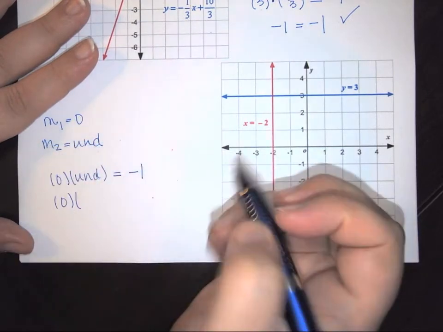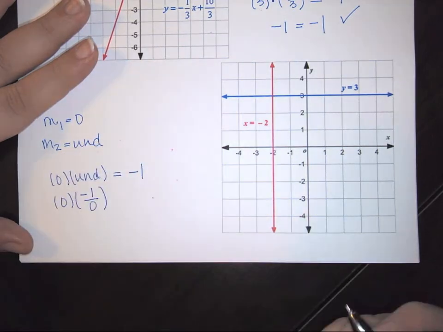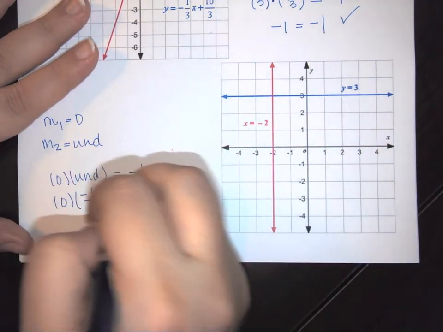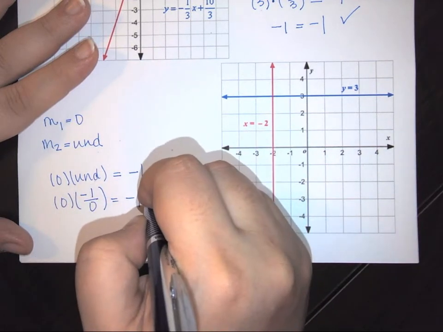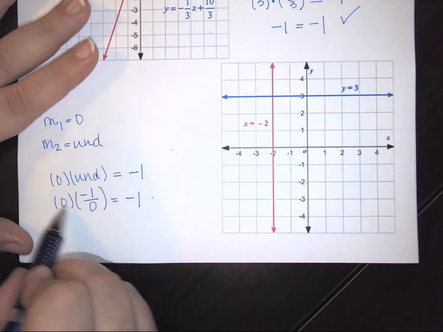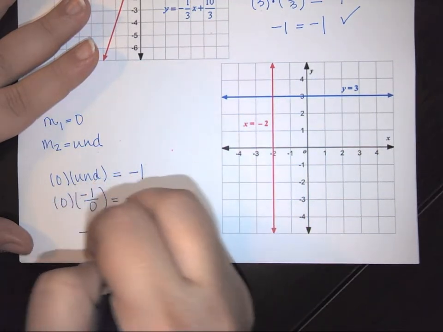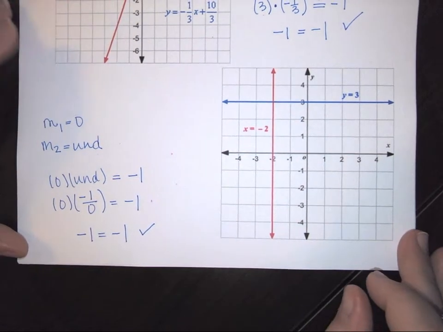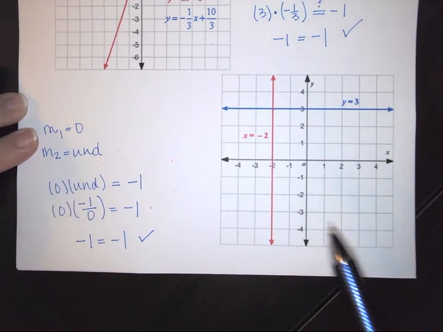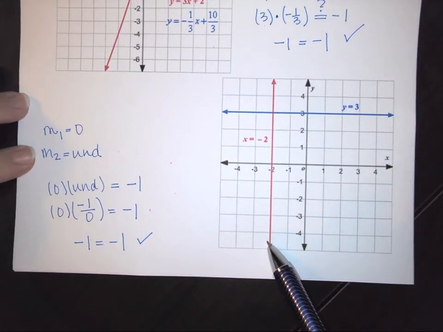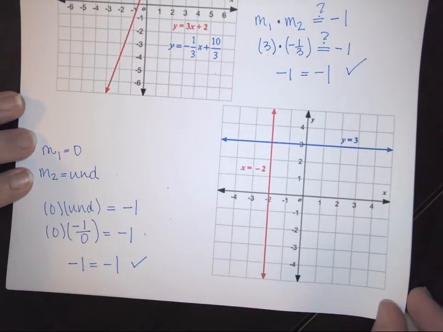Undefined says you're dividing by 0. So we would have, say, negative 1 divided by 0 gives you negative 1. Thus, that is now a true statement, because theoretically your zeros would cancel, leaves behind negative 1 equals negative 1. So if that doesn't mess with your brain, I don't know what will. But as just a fun side, I always like to remember that 0 times undefined equals negative 1, which means perpendicular.